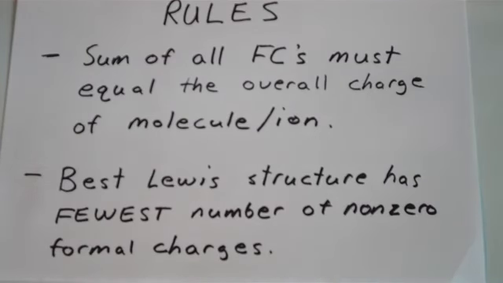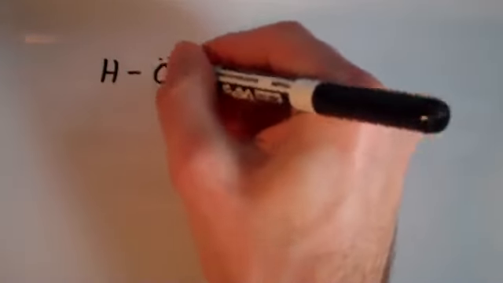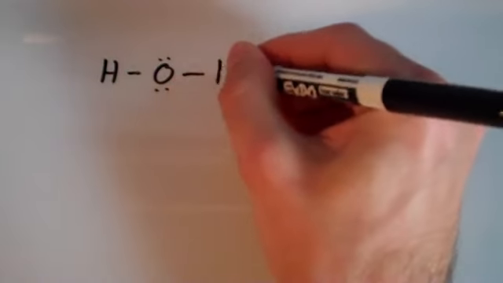So if you have these 2 or 3 competing Lewis structures, you want to choose the one that has the fewer number of non-zero formal charges. Okay? So let's go through a couple of examples where we calculate some formal charges. So this is the Lewis structure for water. Let's calculate the formal charge of every atom in this thing.